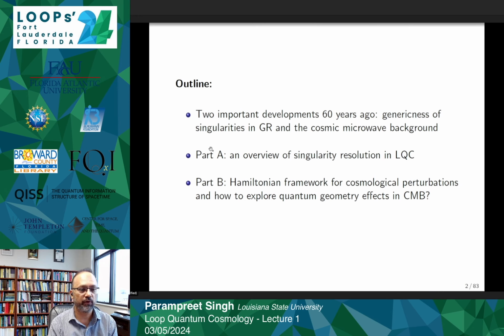The goal of part A is to give an overview of the progress on singularity resolution, and the goal of part B is to tell young students that irrespective of whether they are doing loop quantum cosmology or any other approach to quantum cosmology, they can use the lessons we have learned in loop quantum cosmology to capture the effects in the CMB. I have 83 slides.